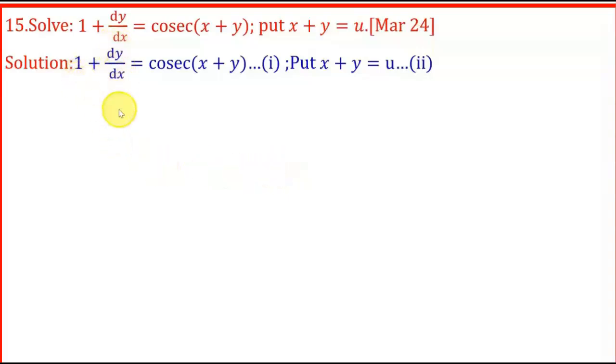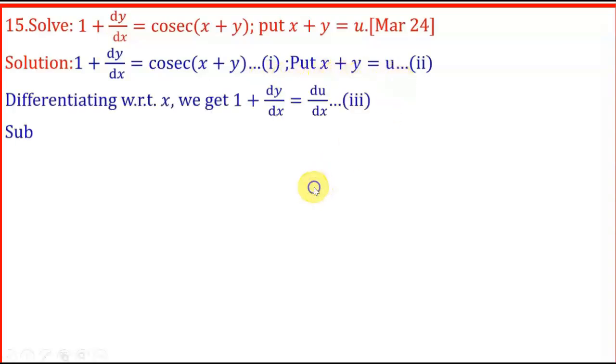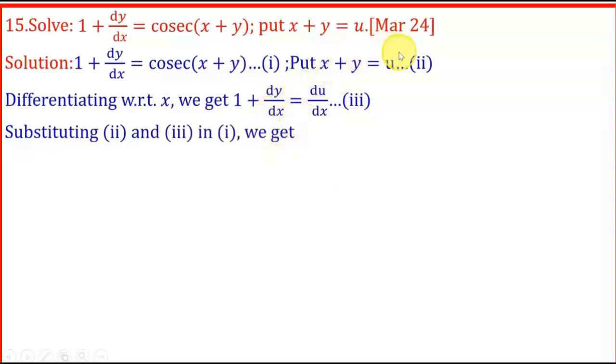Now here, 1 plus dy by dx is equal to cos of (x plus y). Put x plus y equal to u. Differentiating, you will have the derivative of x is 1, of y is dy by dx, and of u is du by dx. Now substitute these values. 1 plus dy by dx is du by dx. Therefore, you will have du by dx is equal to cos of u.